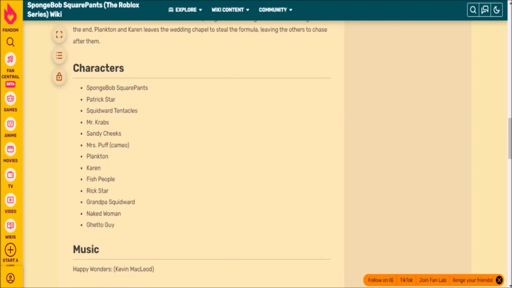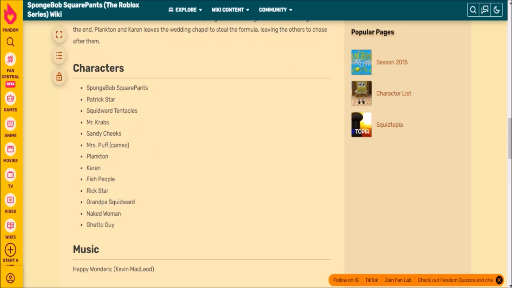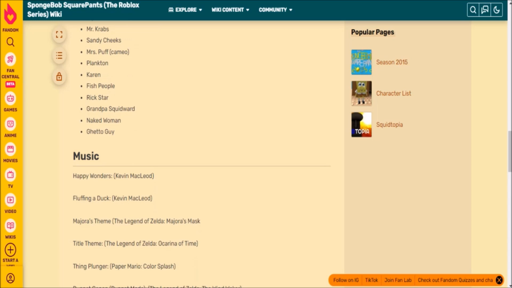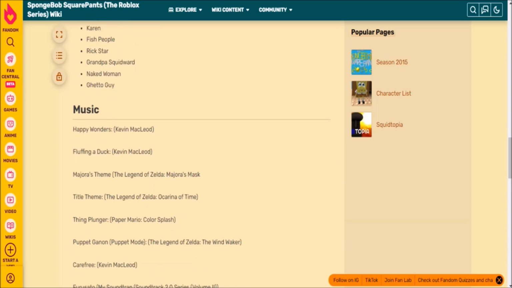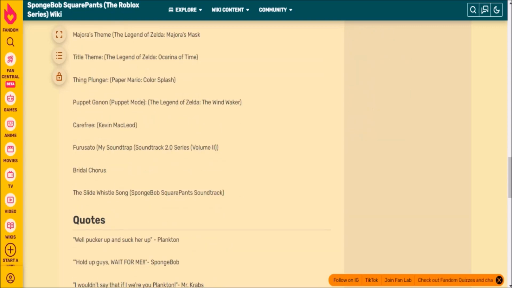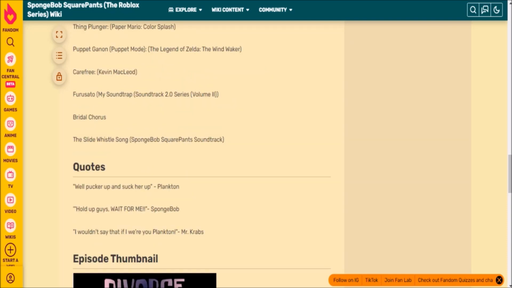Alright, so the characters are SpongeBob, Patrick, Squidward, Mr. Krabs, Sandy, Mrs. Puff, Plankton, Karen, Fish People, Rick Star, Grandpa Squidward, Naked Woman, and Ghetto Guy. Alright, so the music is Happy Wonders, Fluffing a Duck, Majora's Theme, Title Theme, Thing Plunger, Puppet Ganon, Puppet Mode, Carefree, Furisado, Bridal Chorus, the Slight Whistle Song.